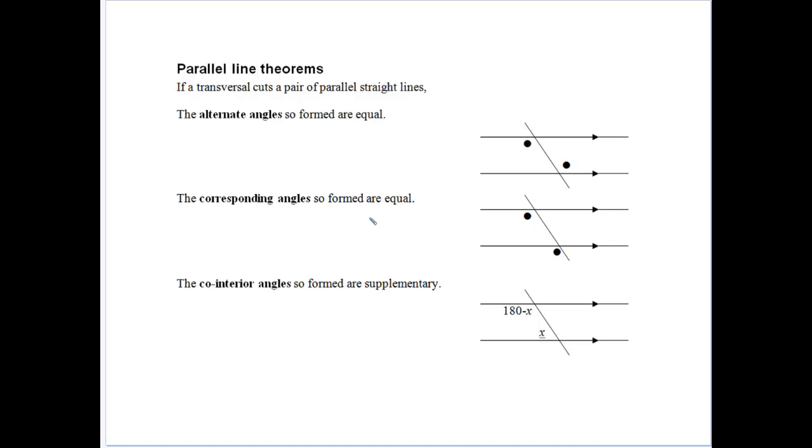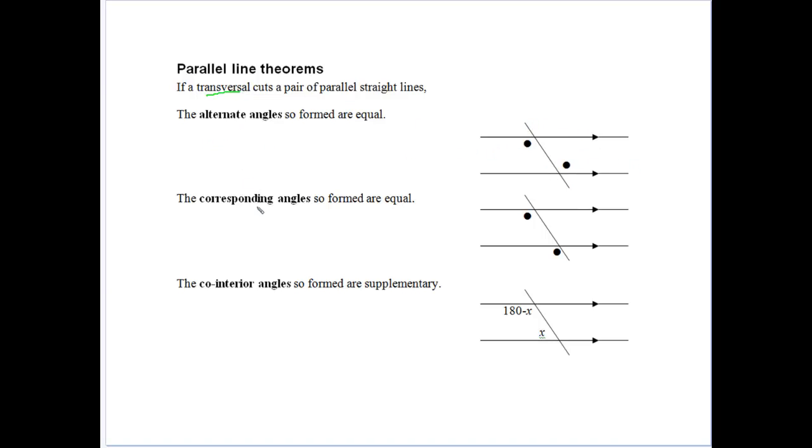Now, again, from what we did in year 7 and 8, we did lots of work with parallel lines. And what are parallel lines? Well, they're two lines that go on forever and never meet. So they're always in the same plane and never meet. When we cut them with another straight line, we call it a transversal. We get some nice things happening.